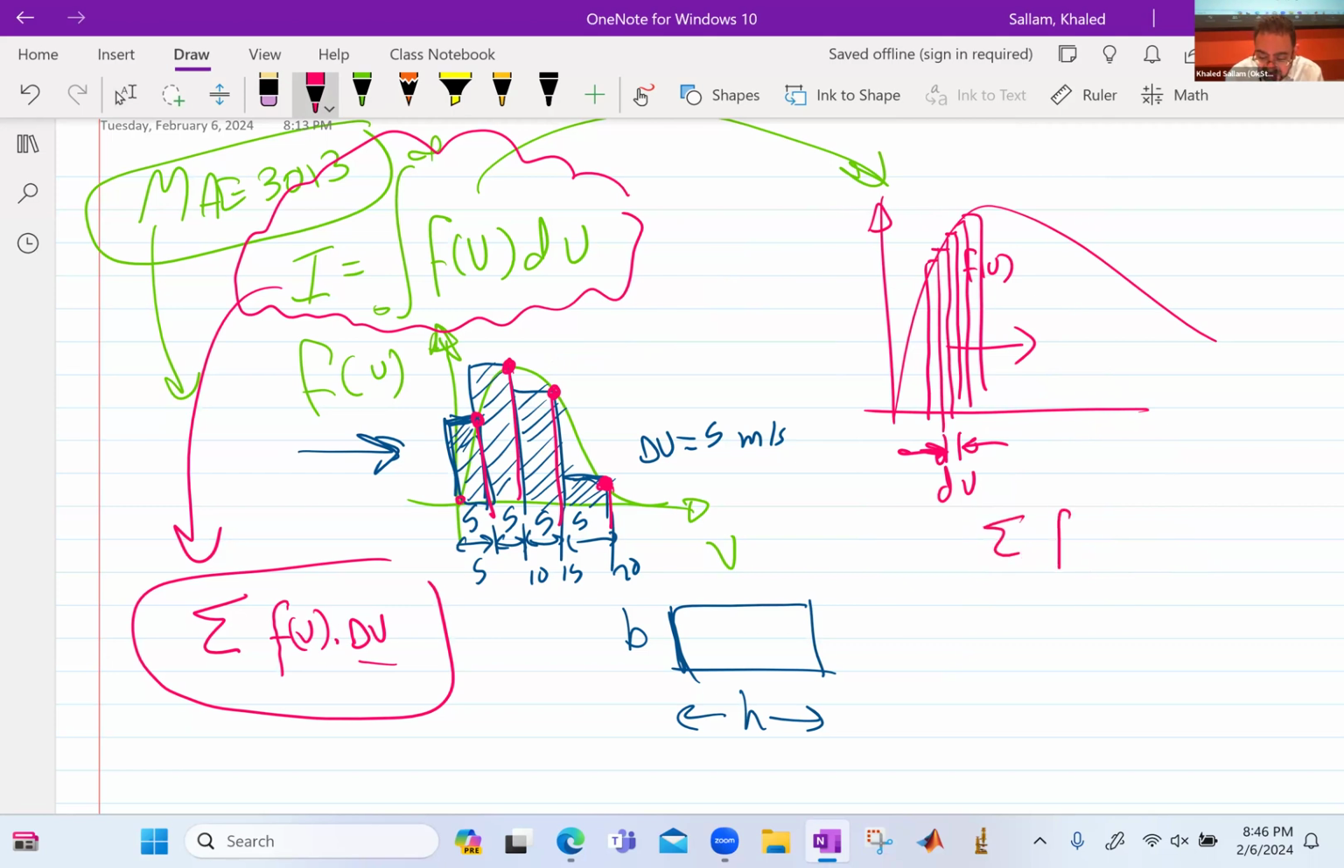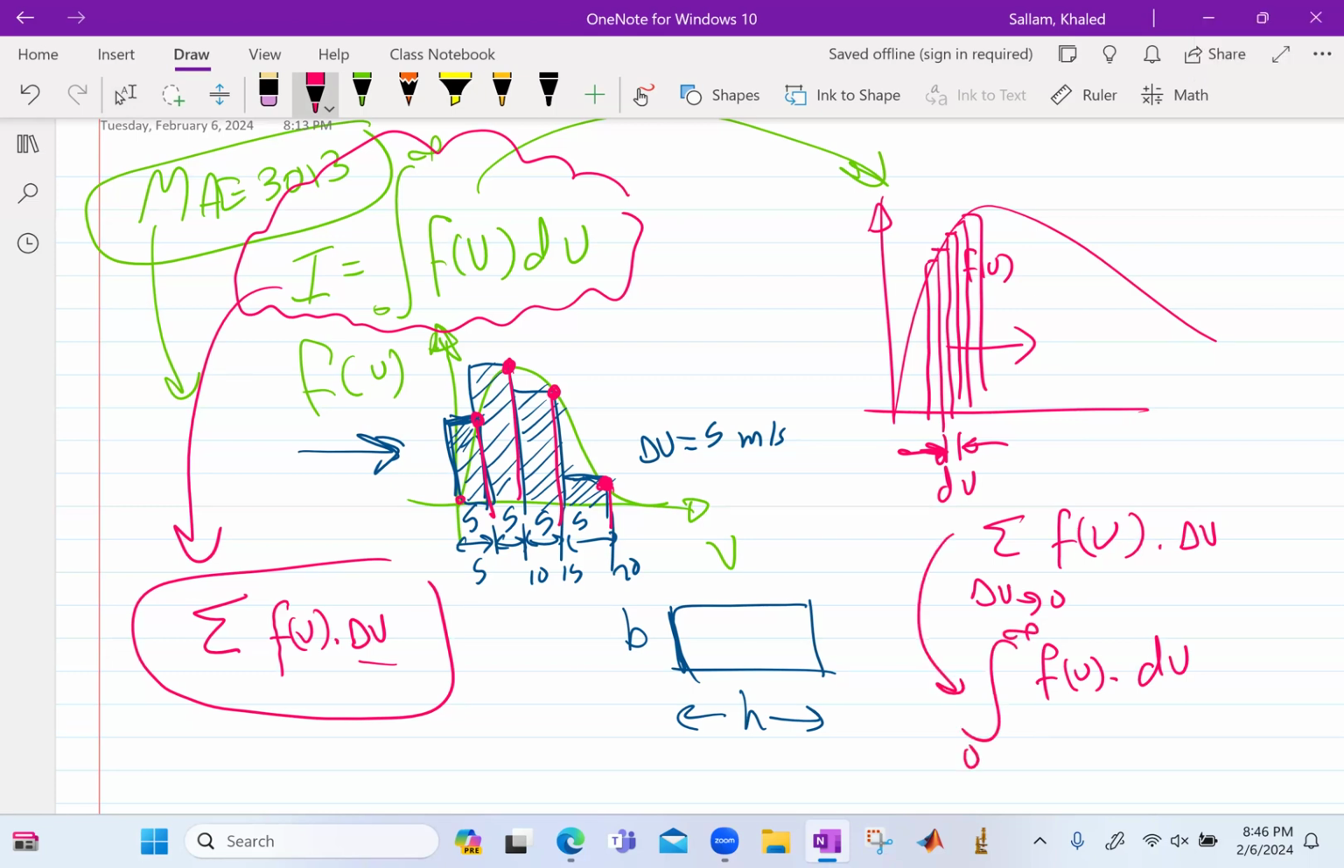So what we did is f of V times delta V, but if we make delta V go to 0, really tiny, this becomes the integral of f of V dV from 0 to infinity. And the summation becomes integration. So now with computers, you can do this no matter how complicated that f of V is. All you have to do is find that function at those points.